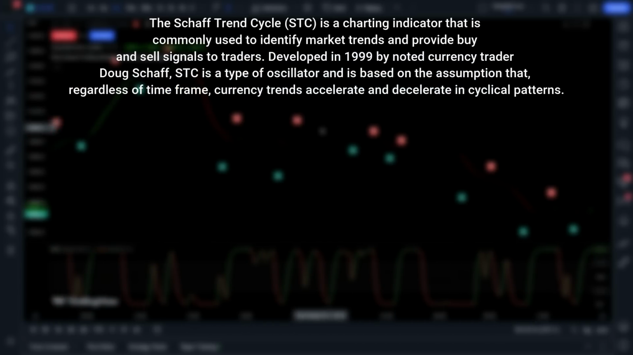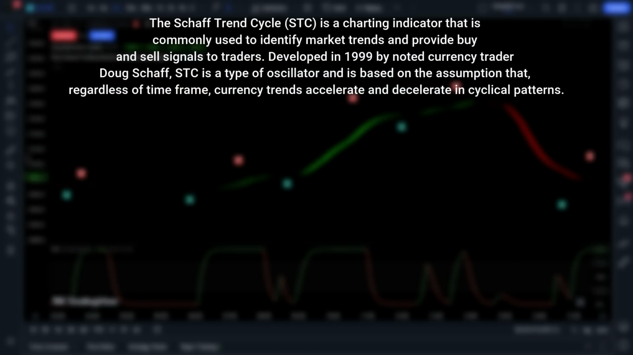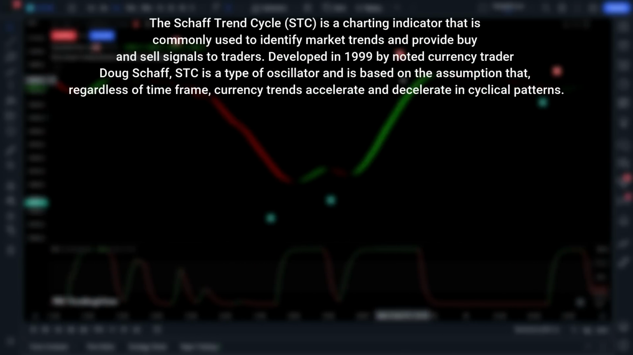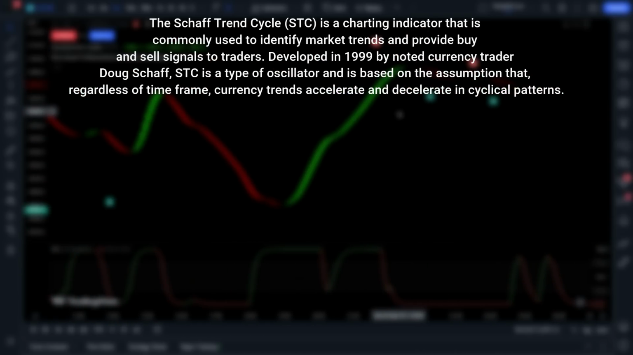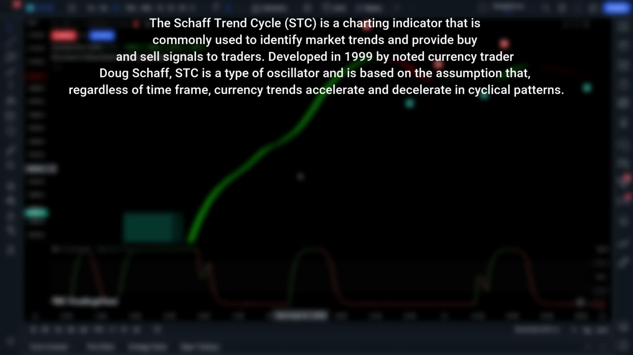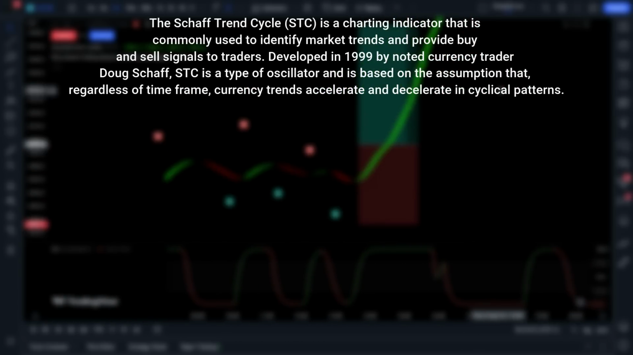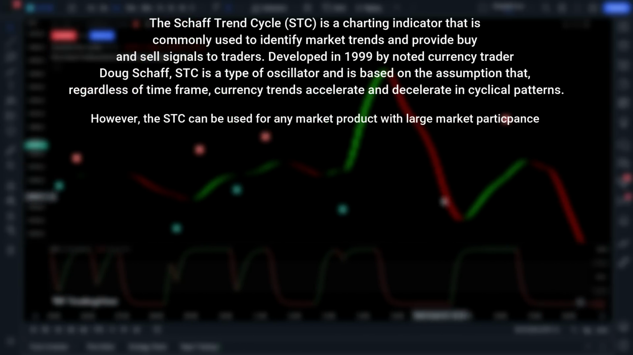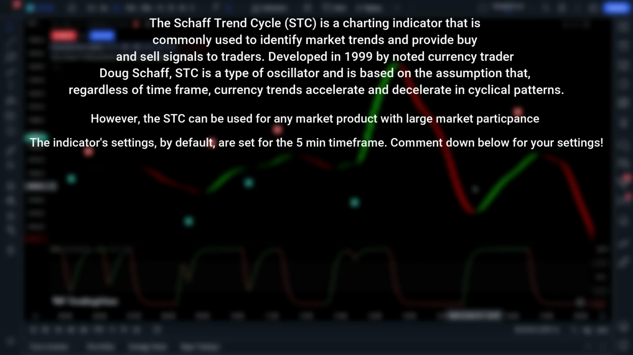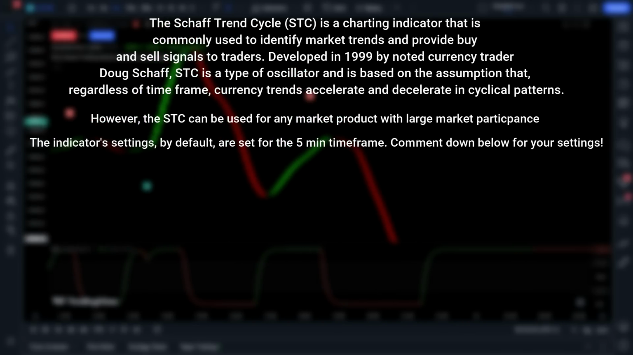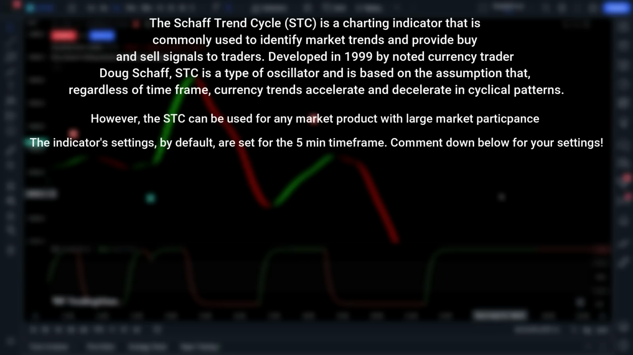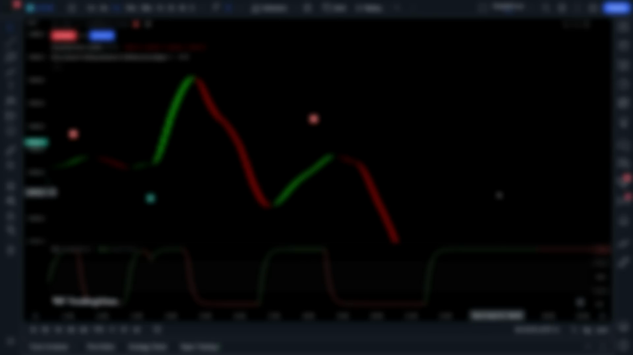The STC is a charting indicator that is commonly used to identify market trends and provide buy and sell signals to traders. Developed in 1999 by noted currency trader Doug Schaff, STC is a type of oscillator and is based on the assumption that, regardless of time frame, currency trends accelerate and decelerate in cyclical patterns. But the indicator also works perfectly well with other market products that aren't Forex. Also, the indicator's default settings are set for the 5-minute, so I will not be needing to change any settings. However, if you want a different time frame, leave a comment down below and I will give you the updated settings for your chart.